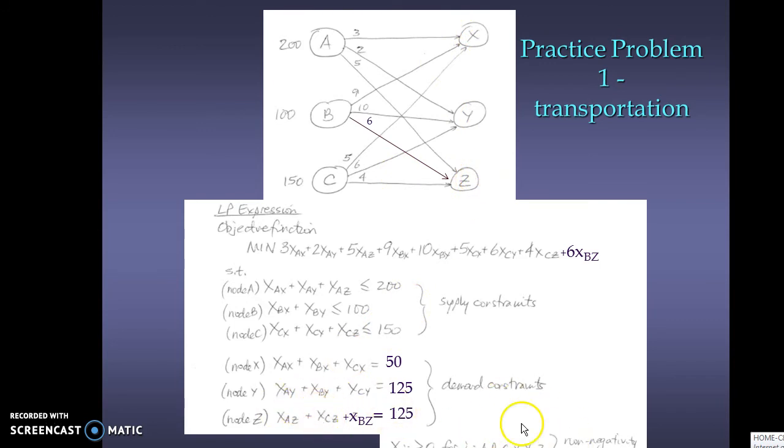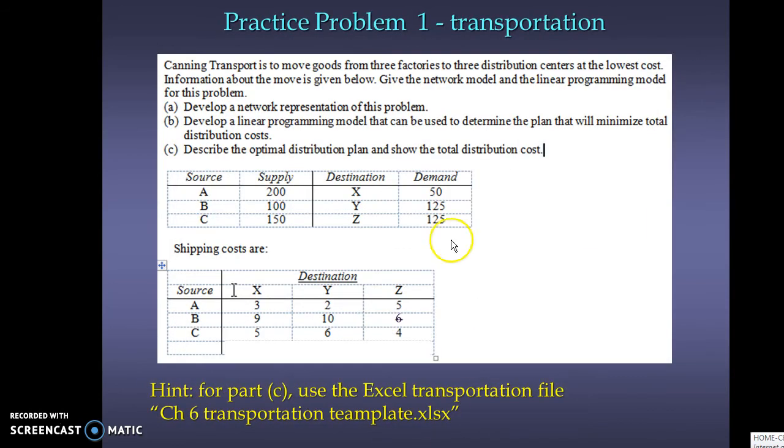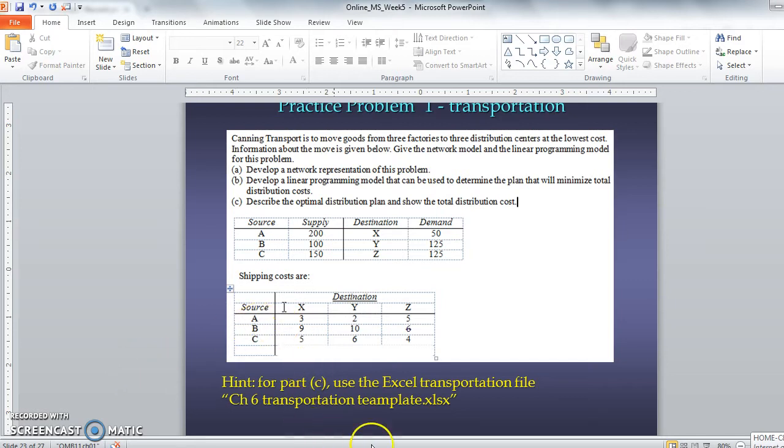And finally, we have the non-negativity constraints. Won't hold it against you if you don't identify that, but those are something to say we can't have negative values for these constraints. All right, so how do we do this? We're going to solve part C, describe the optimal distribution plan and total distribution cost. Let's look at how that would look using Excel.